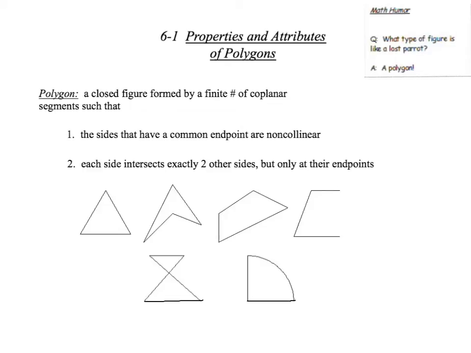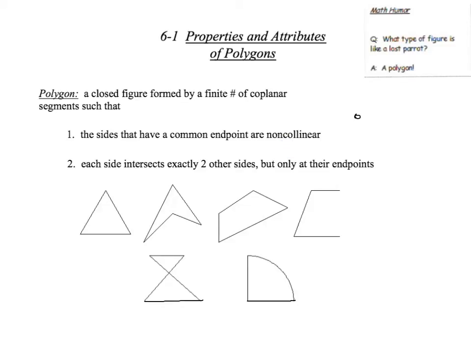All right, so continuing on, we're talking about polygons this whole chapter. Let's actually define what a polygon is. A polygon has to be a closed figure, and it's formed by a finite number of coplanar segments. Finite meaning there's an actual count to these. So it's got to be a closed figure formed by a finite number of segments, coplanar segments, segments in the same plane. Rules: the sides have to have a common endpoint, and these cannot be collinear.